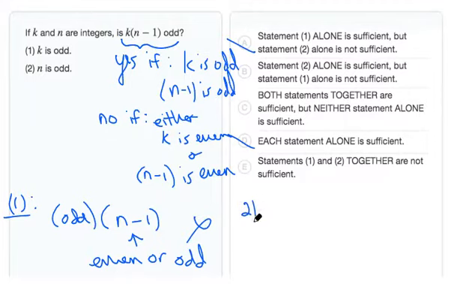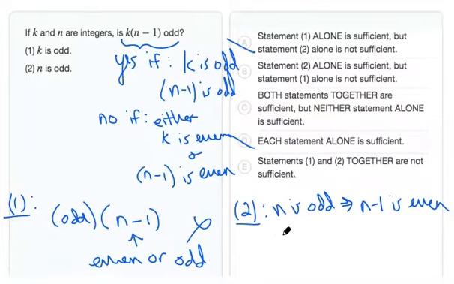Statement 2 says n is odd. So n being odd means that if we subtract 1 from it, it'll become even. So if n is odd, this means that n minus 1 is even. And if we take a look at the product, we have k times an even number. This product will be even, regardless of whatever k happens to be, even or odd.